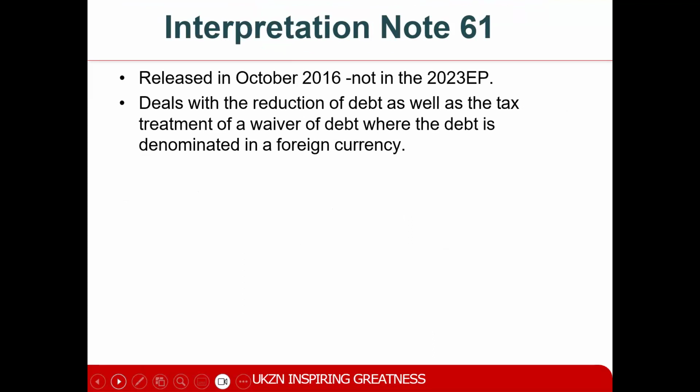Then we've got an interpretation note, which doesn't apply for 2023, but it deals with the reduction of debt as well as the tax treatment in case there is a waiver of a debt where the debt is denominated in foreign currency.